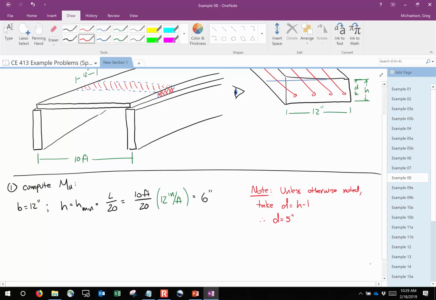Because we know the dimensions of the beam, we can go ahead and compute W sub naught. How do you compute the self-weight of a beam? Pop quiz. We've done this before. The unit weight times the area, right? So gamma times B times H. So gamma C, B H. Anybody got a problem with that? Right there?